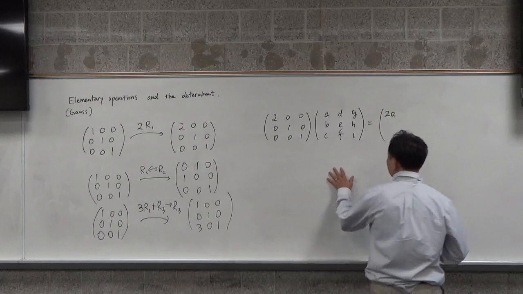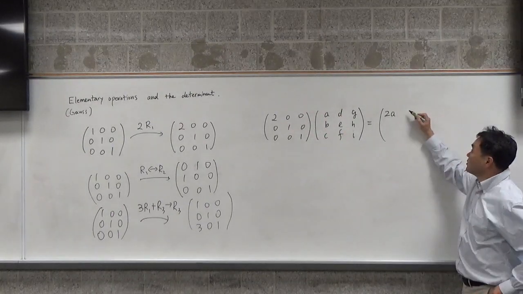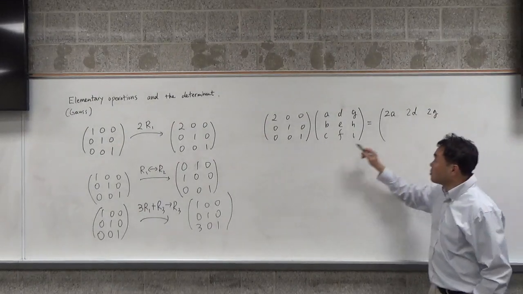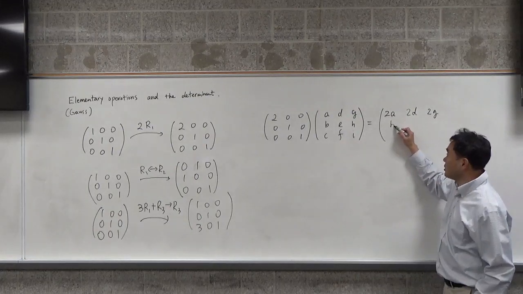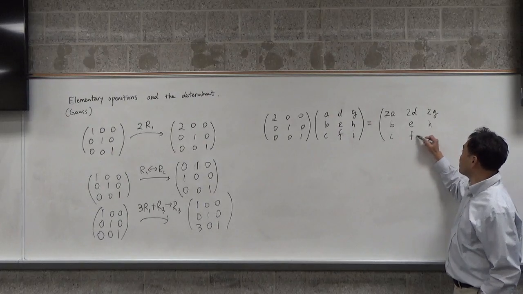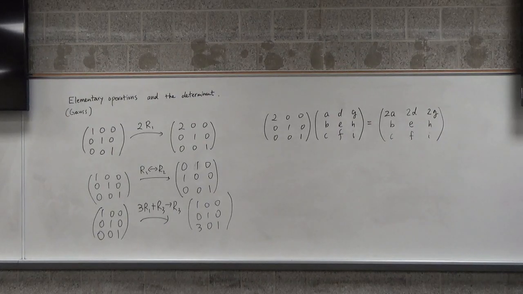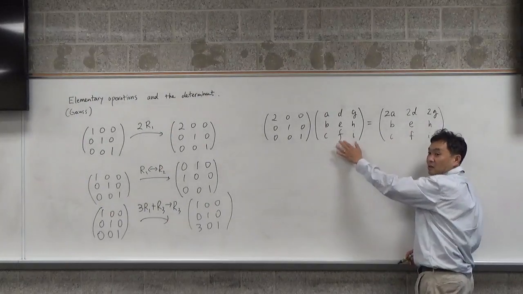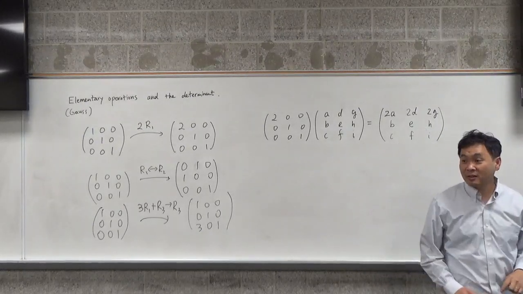Okay, back to this. If you do 2, 0, 0 times D, E, F, you get 2D. And then same thing, 2G. But then when you multiply 0, 1, 0 with the ABC, what do you get? B. B, E, H, and C, F, I. So what happened? What happened going from here to there? The first row got multiplied, it doubled, right?